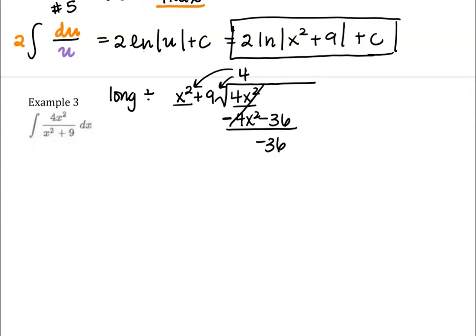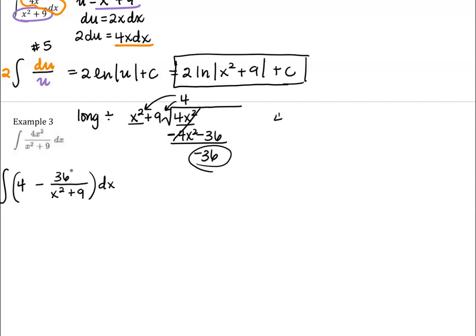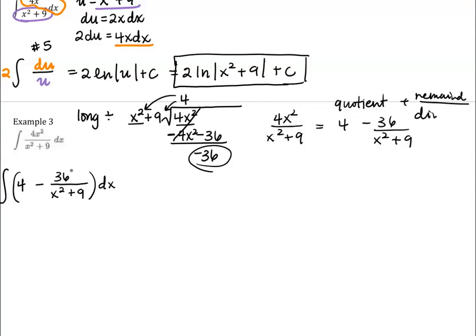So what we have just seen is that this division on the inside of the integral can be rewritten as 4 plus, well, really minus, because the remainder was a negative 36. And the remainder stays over the divisor. So really quick, like a sidebar, we did this division, and the answer we got was 4 minus 36 over x squared plus 9, because we got quotient plus remainder over divisor. So we did that division and then we replaced what we were integrating.